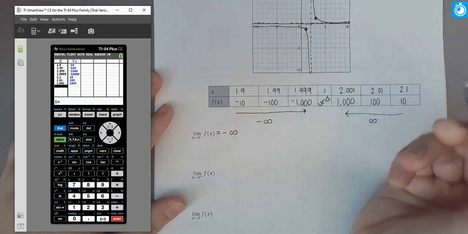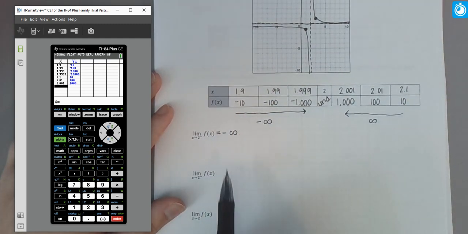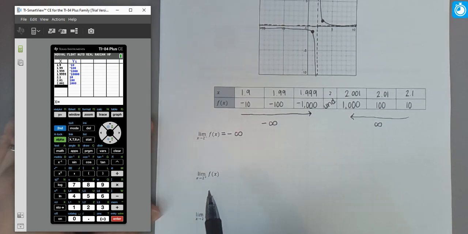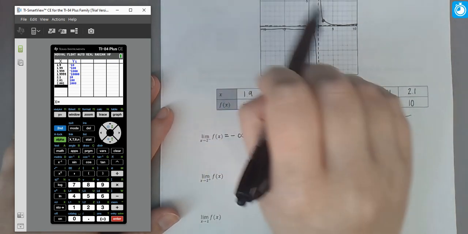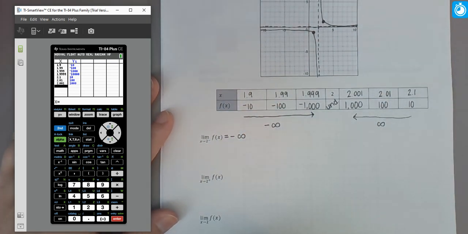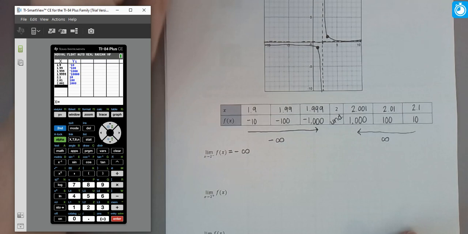Now keep in mind, negative infinity is not actually a number. Infinity is just that, it's infinite. But the idea with a limit is this is the value we're approaching. We're going off and just blowing down towards negative infinity. Does this make sense with what we see on the graph?